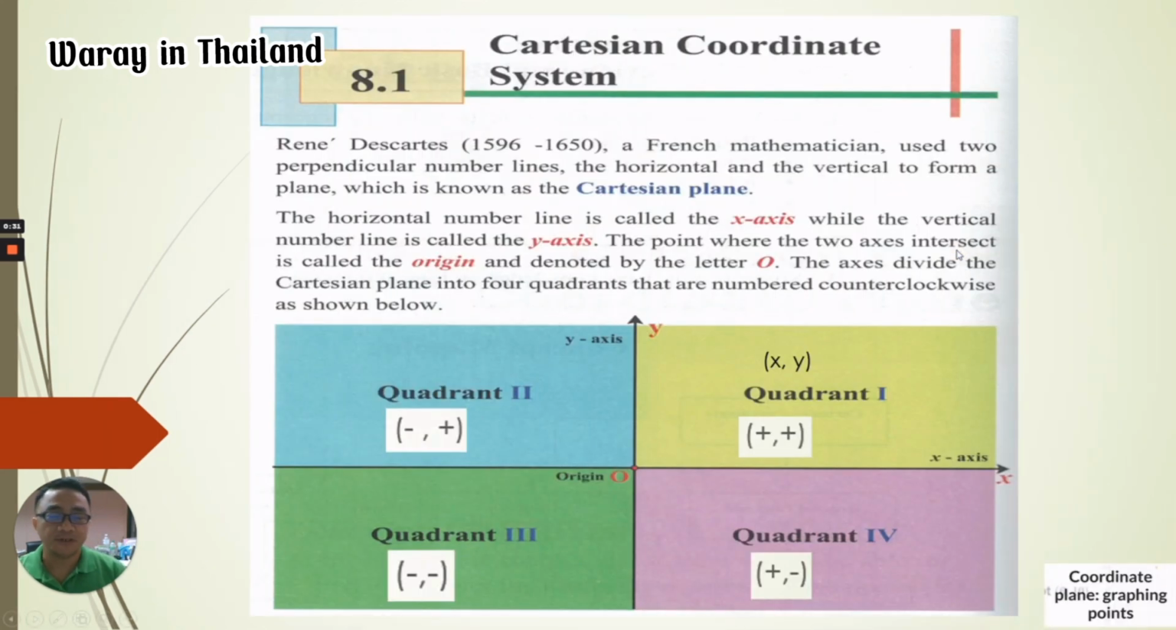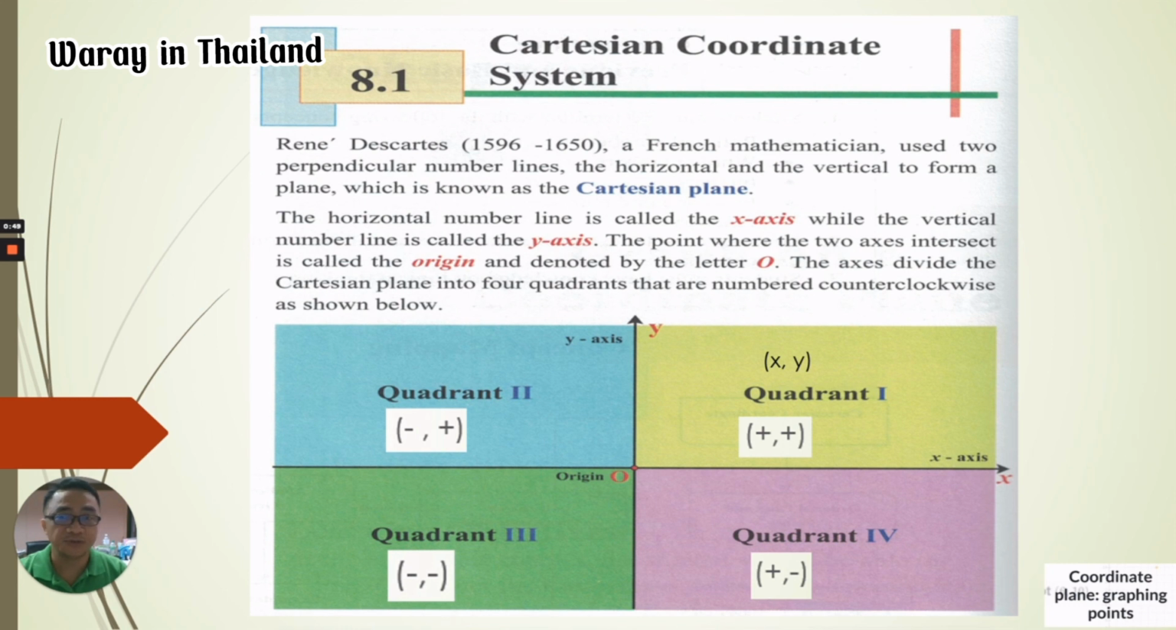So we have here first the introduction. We're going to know first who made this Cartesian plane, or the Cartesian coordinate system. We have here a French mathematician named René Descartes, that was in the years 1596 to 1650.